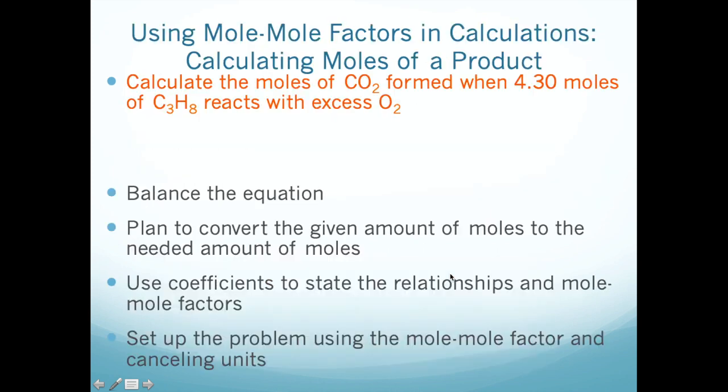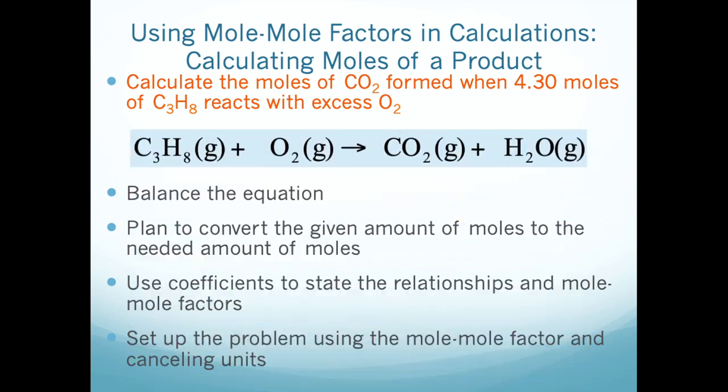Let's start out with just a molar problem. Calculate the moles of carbon dioxide formed when 4.3 moles of propane react with excess oxygen. So here's the unbalanced equation. Remember, if you don't have a balanced equation, you need to balance it in order to do this problem. If you want to get some more practice at balancing, feel free to pause this video and try this out by yourself. But again, you probably noticed we've got 3 carbons on the left, so we're probably going to need 3 carbon dioxides on the right.